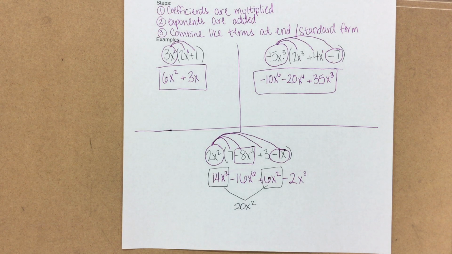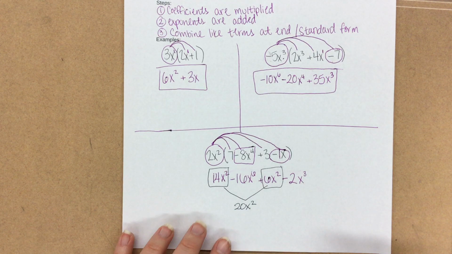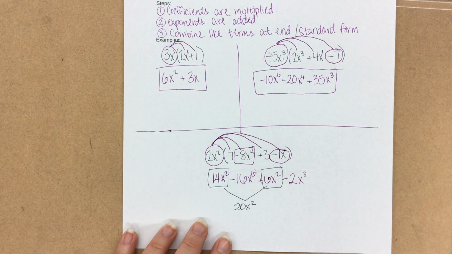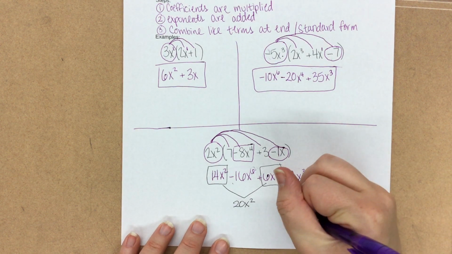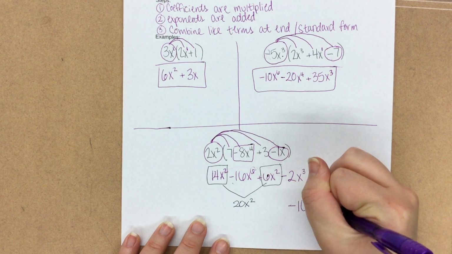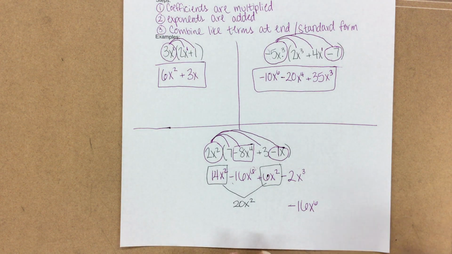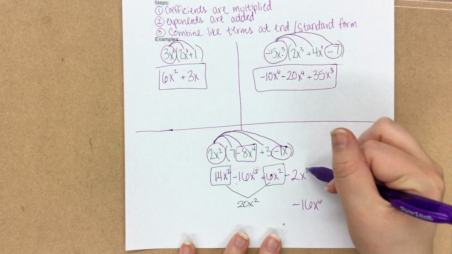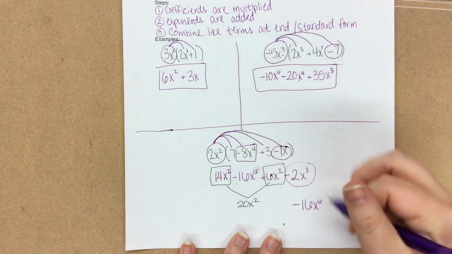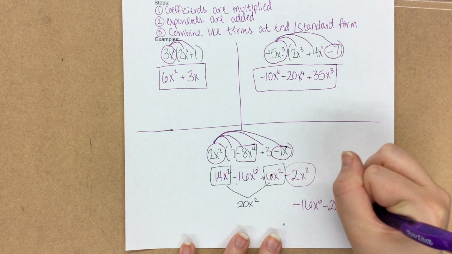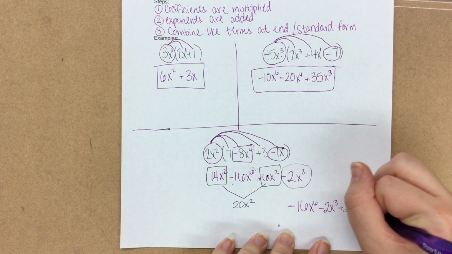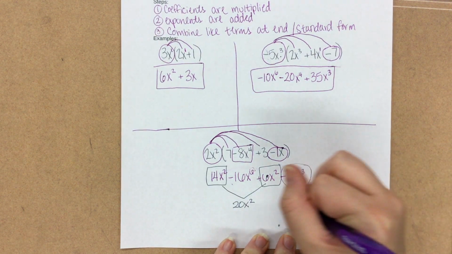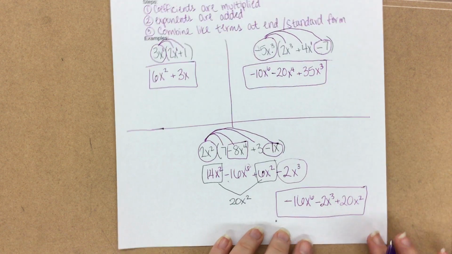And then I just want to finish by putting this in standard form. So I need to start with this x to the 6th. Now the 16 in front of it is negative, so I want to make sure I have a negative 16x to the 6th. My next largest exponent is an x to the 3rd, so I'm going to bring that piece down. Negative 2x to the 3rd. And then I'm going to end with this positive 20x squared. That will be my final answer.